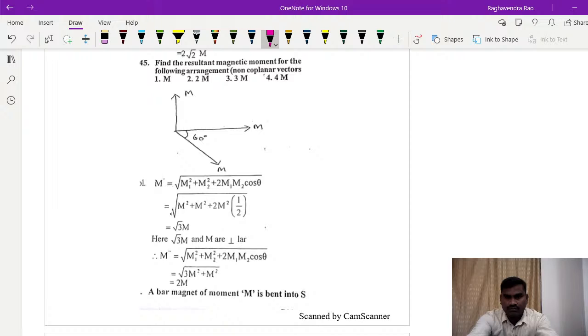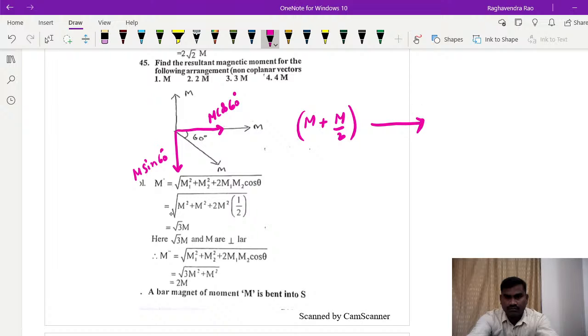A vector can be resolved into two components. So this is one component like this, and this is another component. This is M cos 60 degree. This is M sin 60 degree. Now in this direction the resultant will be M plus M cos 60. Sin 30 is 1 by 2, cos 60 is 1 by 2. So M by 2. So in this direction M by 2.